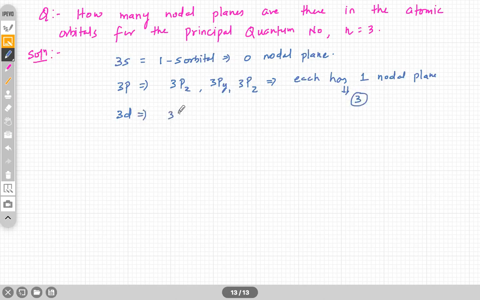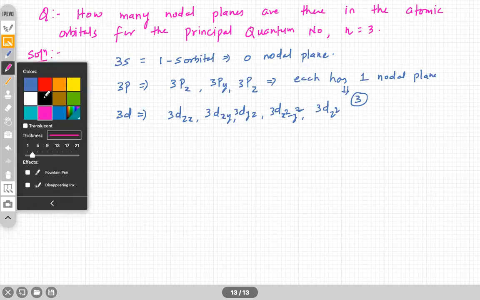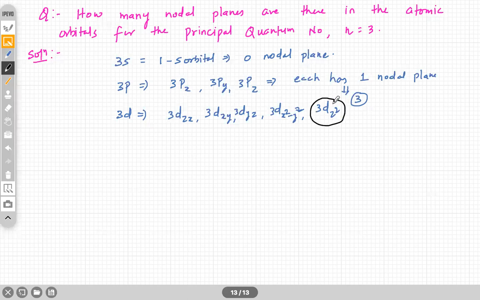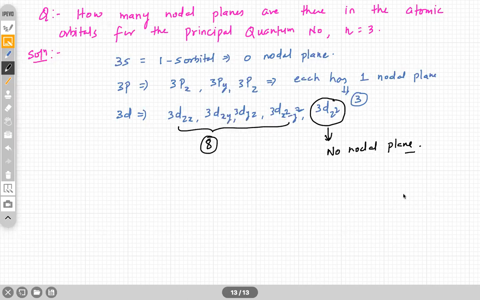3d has five orbitals: 3dzx, 3dxy, 3dyz, 3dx square minus y square, and 3dz square. Now in this, the dz square one has no nodal plane. It has a nodal cone, not a plane. And each of the other four has two nodal planes, so total eight we have over here. DZ square has no nodal plane. So total nodal planes is what? 8 plus 3, that is 11.